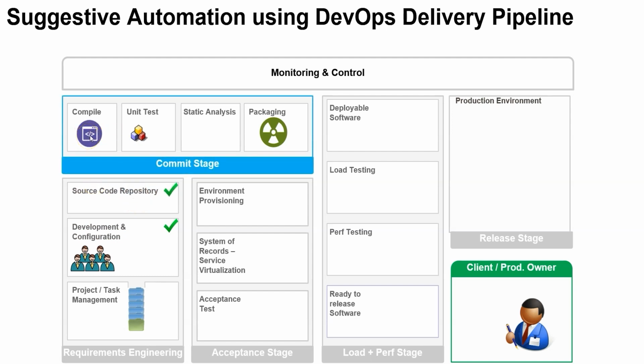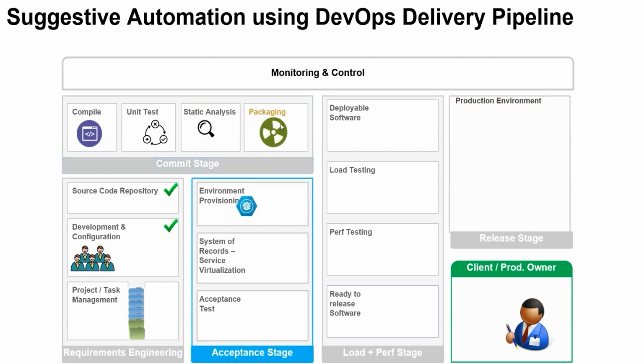Here the code gets compiled and then unit tests run on the code, and unit test reports are sent to the project management team. Then static code analysis, and it will go to packaging. From packaging it goes to environment provisioning. Here the required infrastructure is provisioned. Then it goes to system of records and service virtualization.